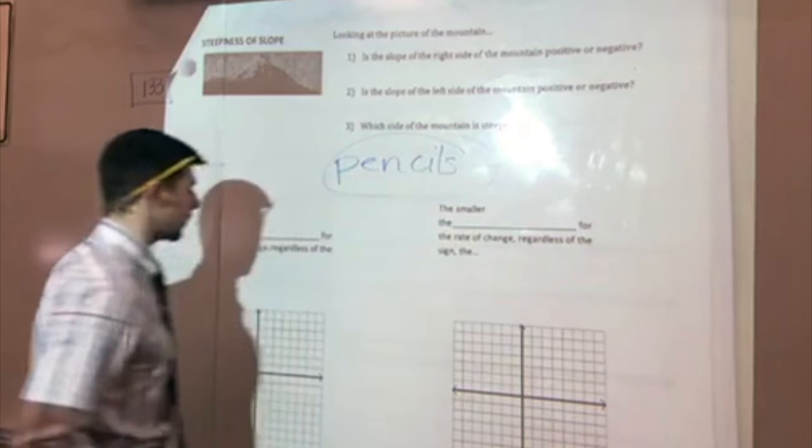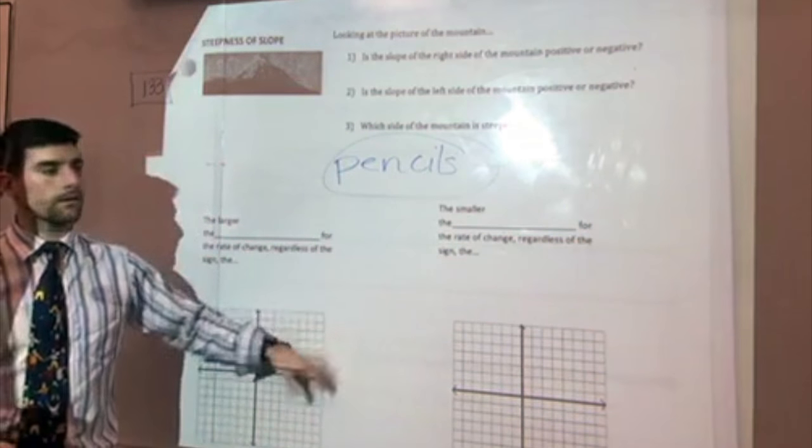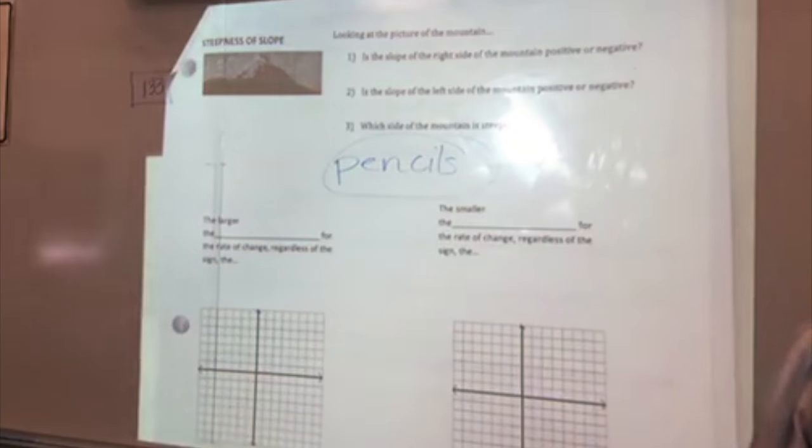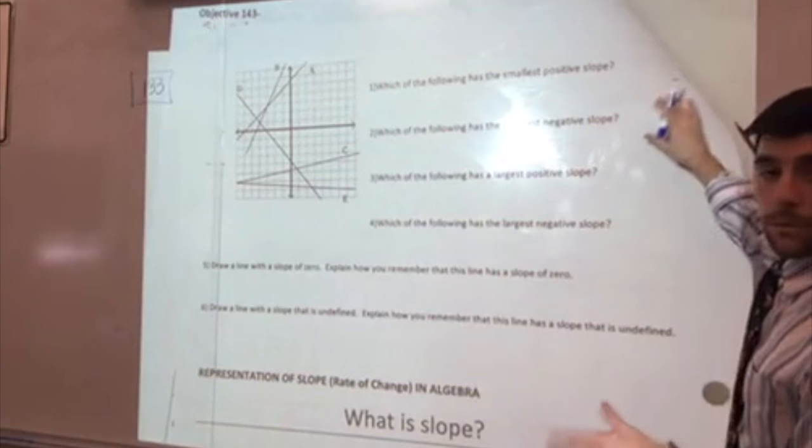Please use pencils on this part because we are likely to erase what you have here. If you use a pen, it's just going to make your work really messy. So please use a pencil, finish that page, we're moving on. So we're here on page 16.